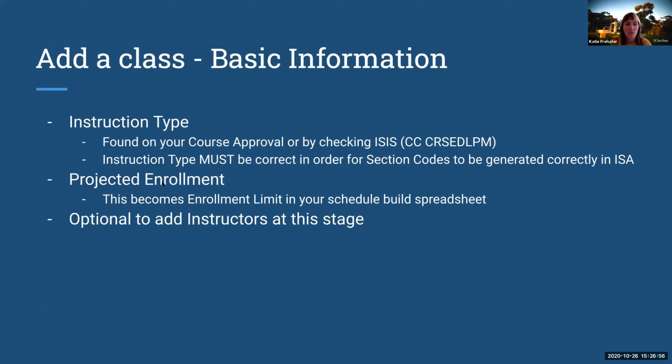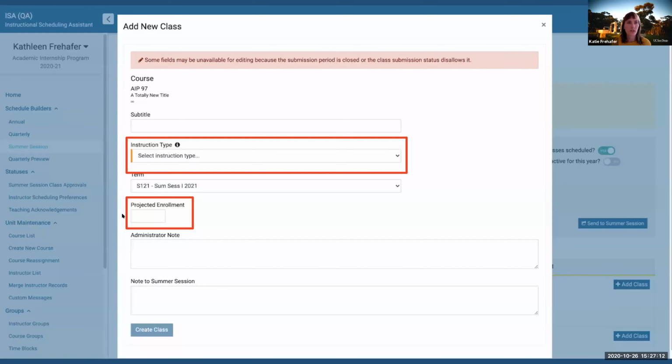Projected enrollment becomes your enrollment limit once you are in the quarterly build area. So you can go ahead and put that in. Some departments use it a little bit differently when they're projecting versus putting the enrollment limit in, but the number will be the same. And it's optional to add instructors at this stage. So this is what that looks like. If you clicked add class from the summer session schedule builder, you're required to enter these 2 pieces of information. And like I said, please make sure the instruction type is correct.